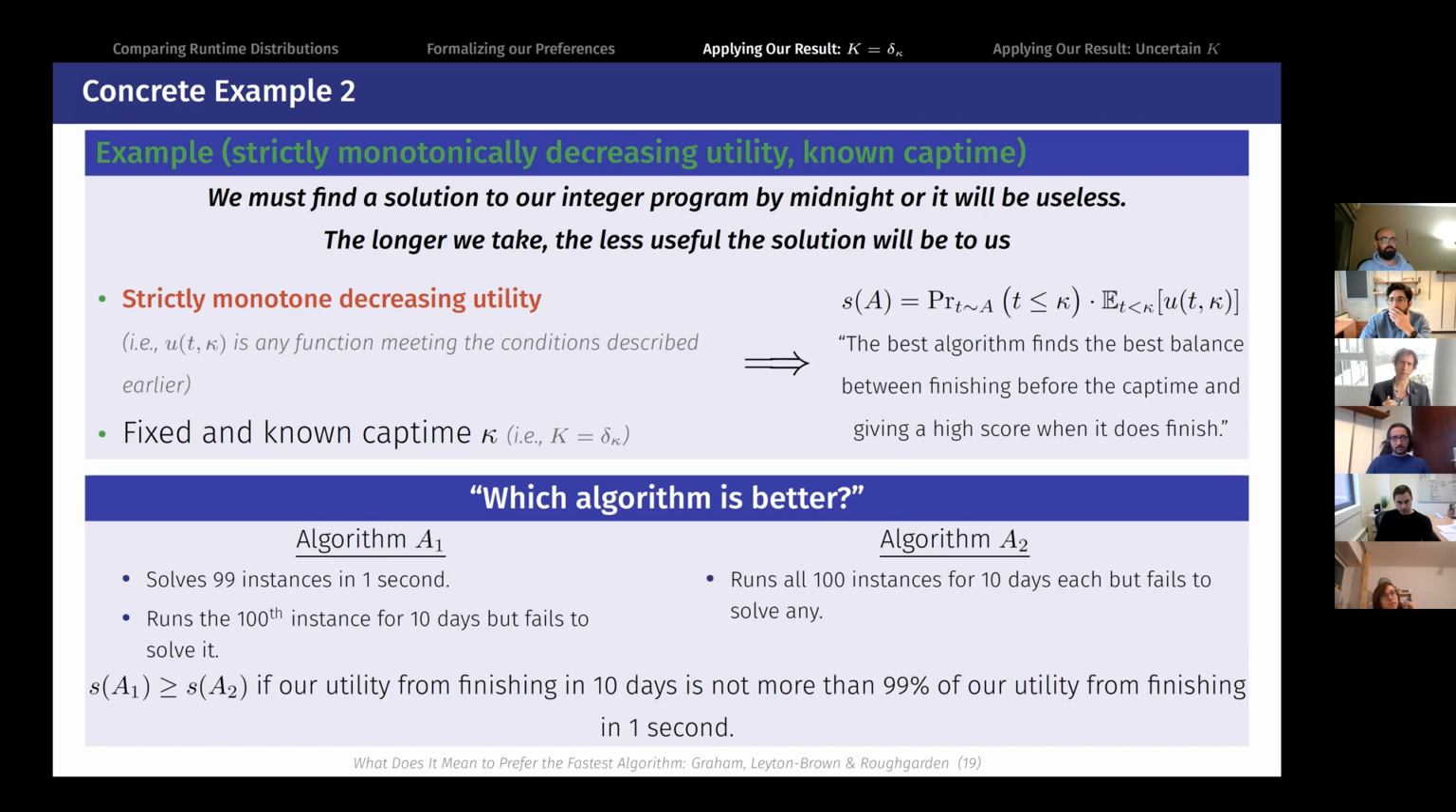And here the best algorithm is going to represent a balance between finishing as often as possible and getting a high score when it does finish. So I might prefer to finish a little bit less often if I can finish really fast, versus finishing a bit more often and running almost to the cap time, depending on how quickly the monotone decreasing function decreases to the cap time. And we'll be able to say that I like A1 better than A2 as long as my function decreases fast enough. Otherwise, maybe not.